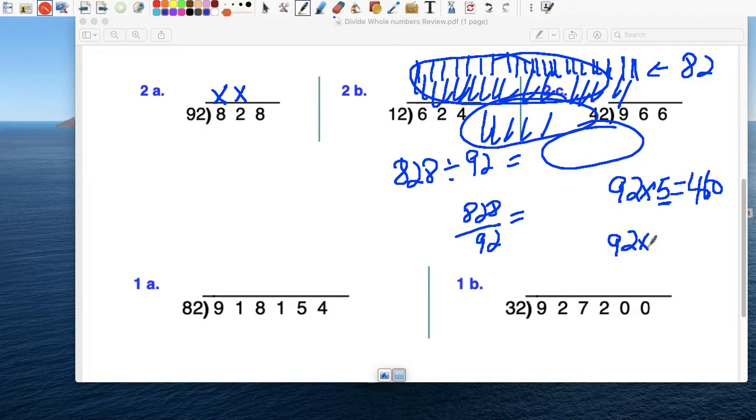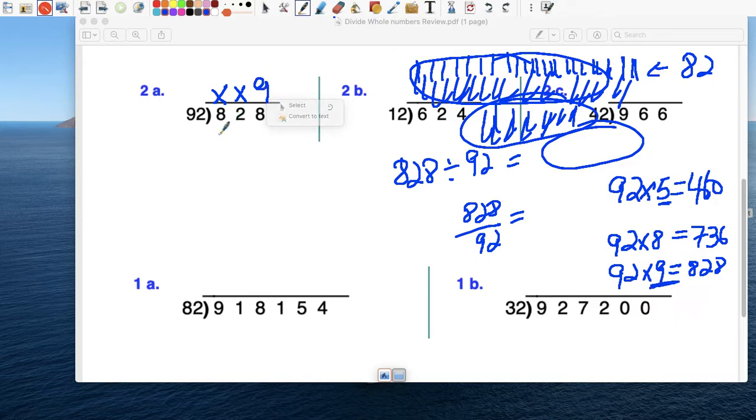So let's try 92 times 8. Un número más grande. 92 times 8 is 736. Let's try 9. 92 times 9 is 828. Look at that. So, with 828 sticks, ¿cuántos grupos de 92 puedo hacer? 9. So I'm going to put a 9 over here. And this one I got 828.